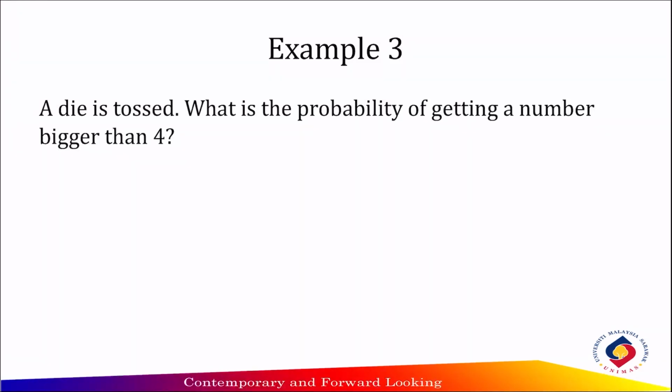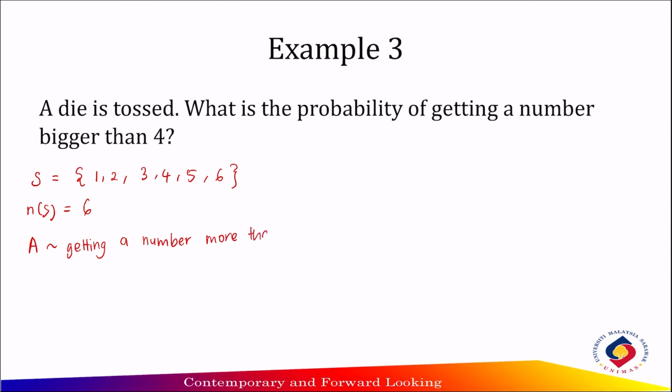Example 3, a die is tossed. What is the probability of getting a number bigger than 4? So again, for the sample space, we know we can get 1, 2, 3, 4, 5, or 6. Again, the number of outcomes for our sample space is 6. And then let's choose a letter. I want to use A to represent the desired event of getting a number more than 4. Then my A can be 5 or 6. Hence, I know that the number of outcomes for this event is equal to 2.